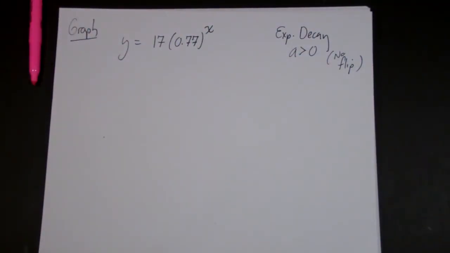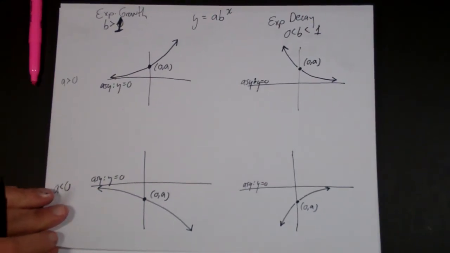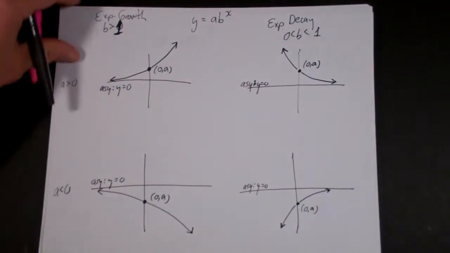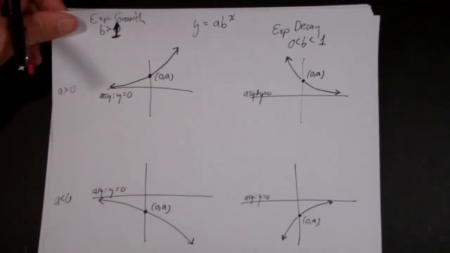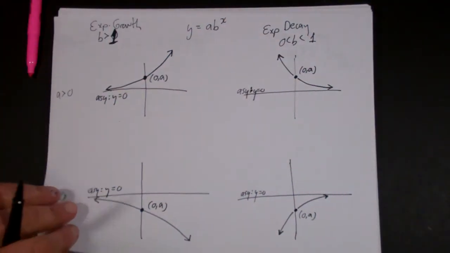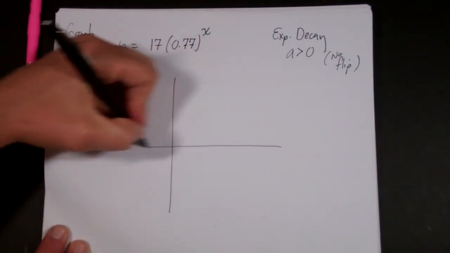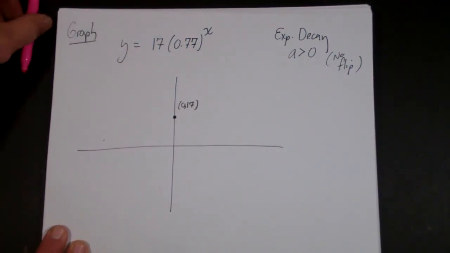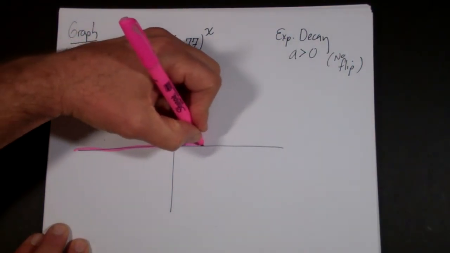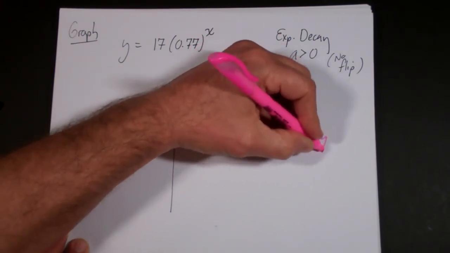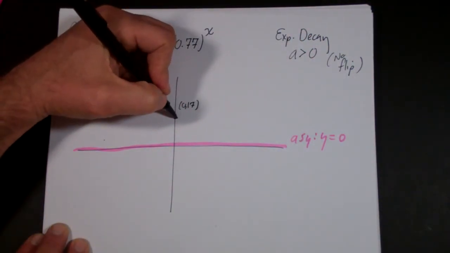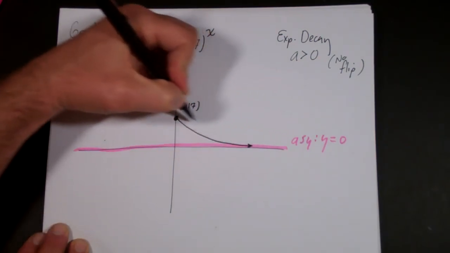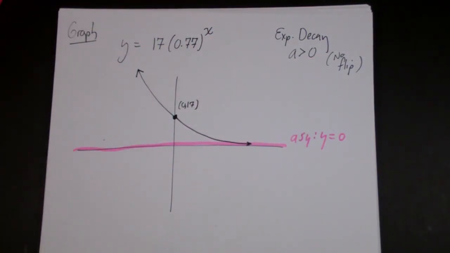So let's think briefly what that looks like. Let's look at our 4 graphs. We know that b is between 0 and 1, so it's exponential decay. This is where it flips and this doesn't flip. In this instance, a is not negative, so this is what your graph looks like. Before we do any table of values, we know the starting value is 0.17 and the asymptote is y equals 0. It's going to be exponential decay, so it starts from the y-intercept and decays, approaching y is equal to 0. And that's how you graph it.